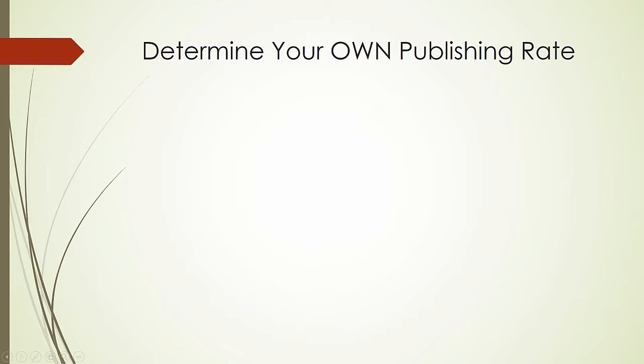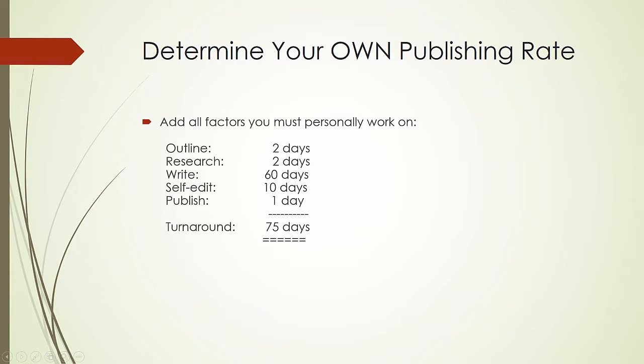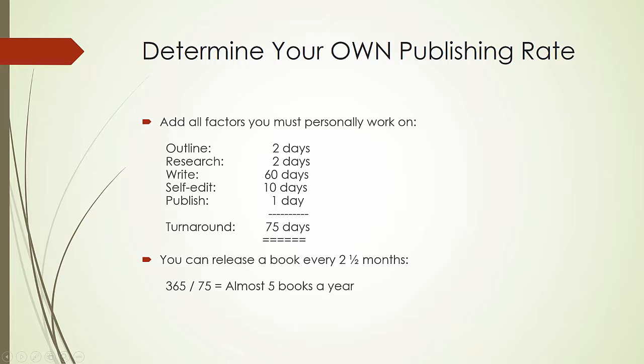I recommend that you determine your own publishing rate, and here's how you do it. You add all the factors that you personally work on. For instance, outlining 2 days, research 2 days, and then I write for 60 days and I self-edit for 10 days, and I publish for 1 day. That means that it's going to take 75 days to produce a book. You can release a book every 2.5 months for almost 5 books a year.